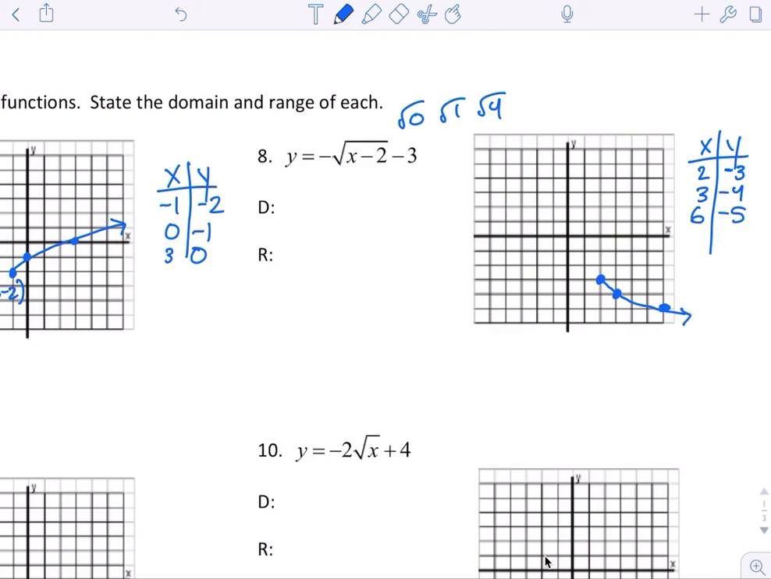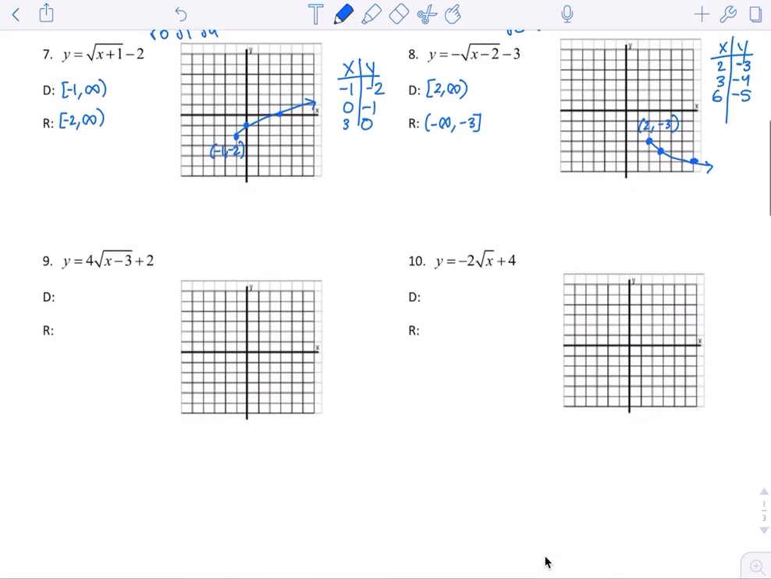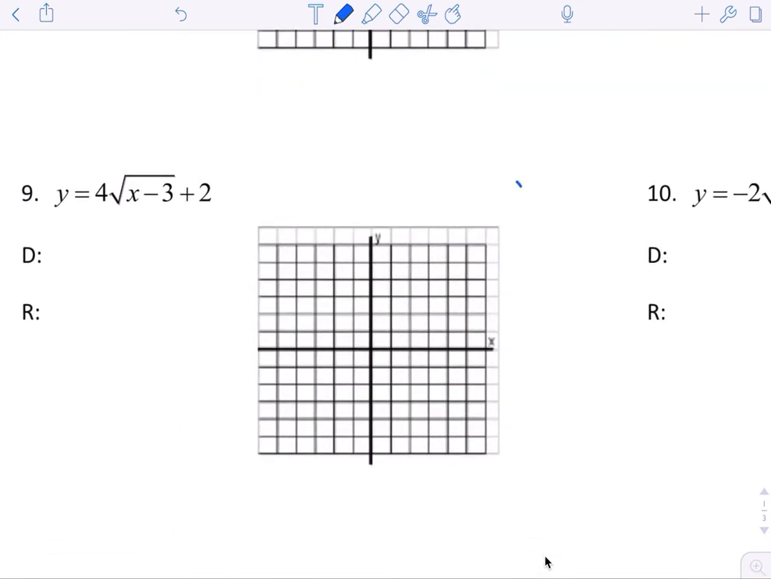So domain is how far left to how far right. How far left, it goes to 2. How far right, it goes to infinity. How low does this graph go? Negative infinity, it goes all the way down. And then how high does it reach? Negative 3.